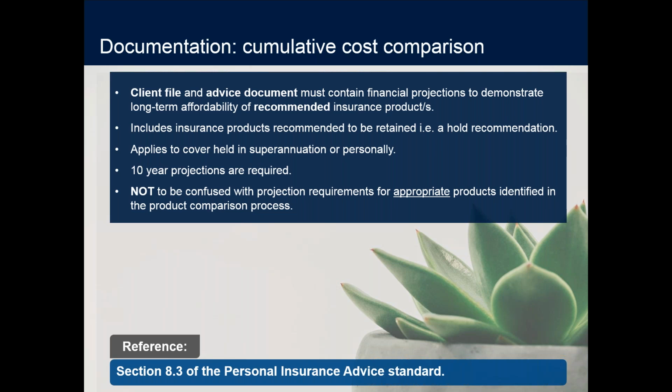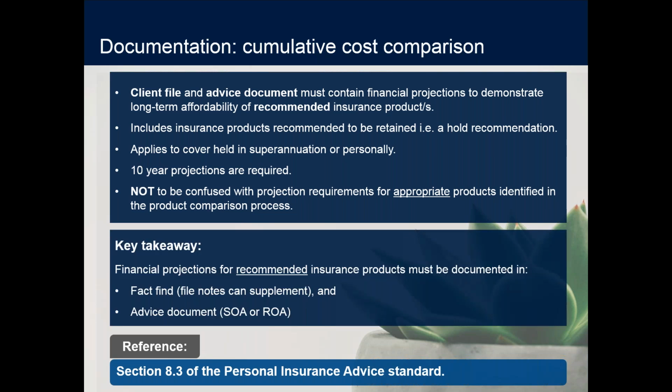Where we have actually made a recommendation, or we're making a recommendation, that needs to go in the client file as well as the advice document. So those projections do need to go in both places. That's our key takeout from this particular slide. When we're making a recommendation for insurance products, those financial projections we're running need to be maintained in the file and also in the SOA. For further details relating to this particular update, please refer to section 8.3 of the Personal Insurance Advice Standard.